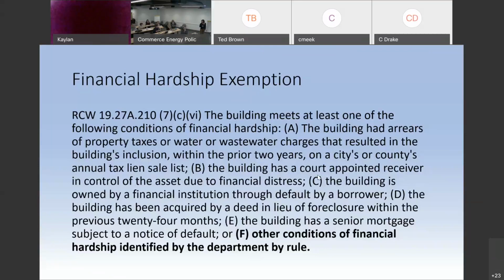Criteria for financial hardship. Use your mics, please. Thank you. Say a building is so far out of spec that it just can't get there. Okay. Define out of spec for me.